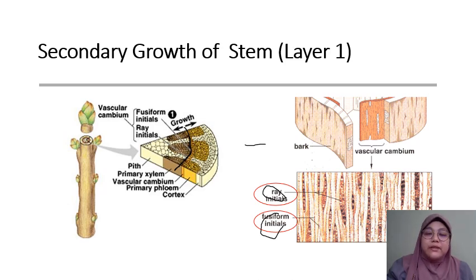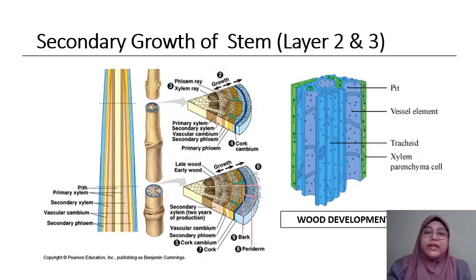While fusiform initials form secondary xylem to the inside of the vascular cambium and secondary phloem to the outside of the vascular cambium. As secondary growth continues over the years, layer upon layer of secondary xylem accumulates, producing the tissue we call wood. So this is all wood.